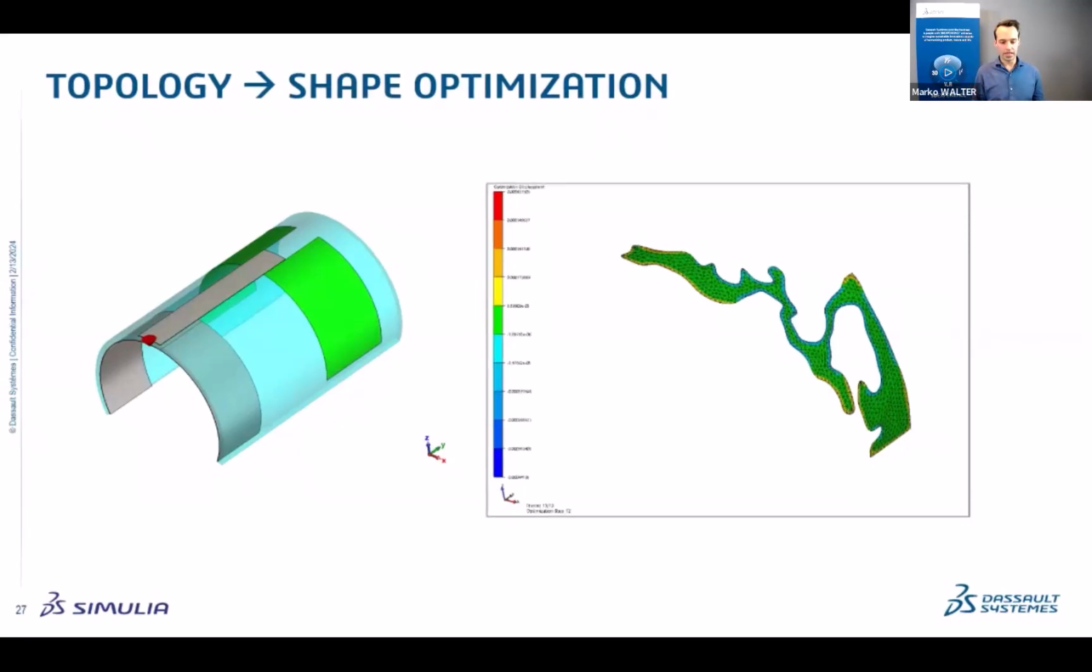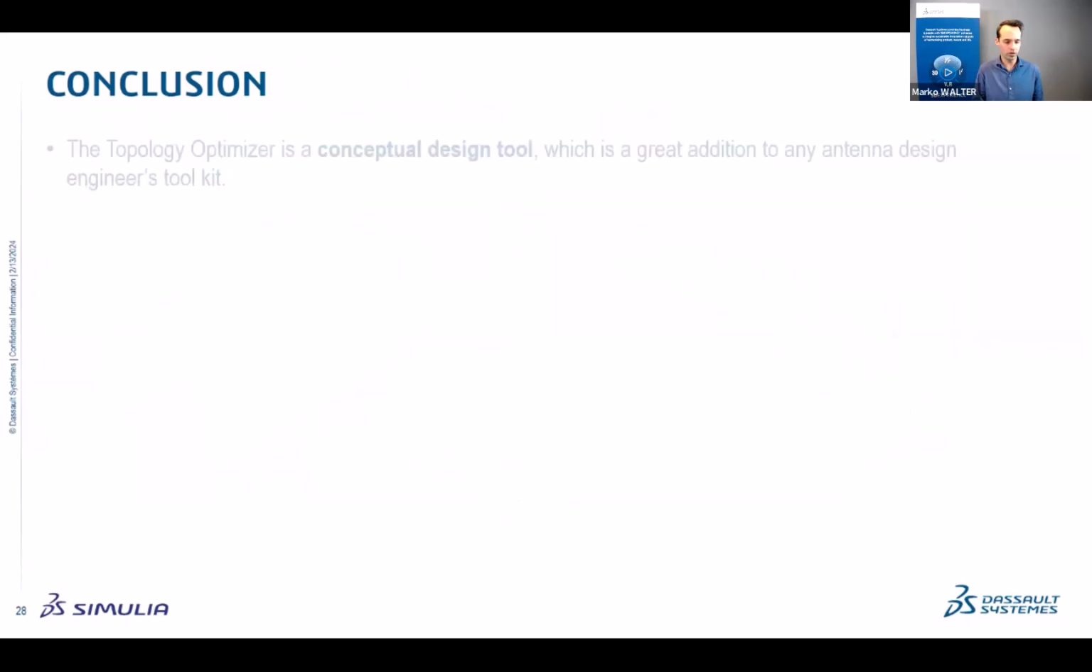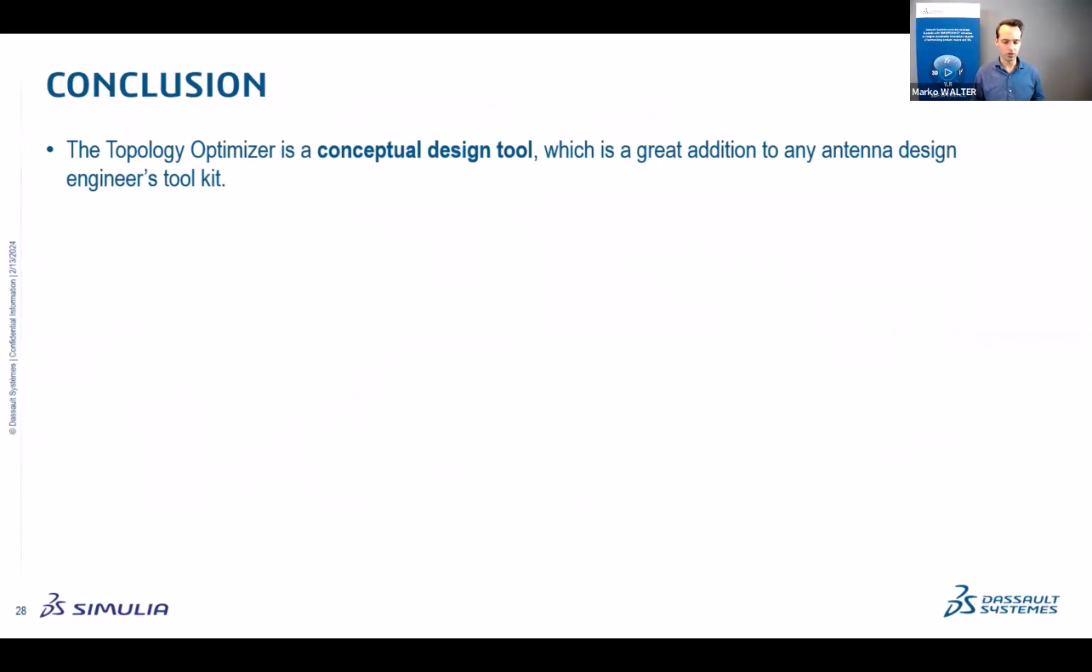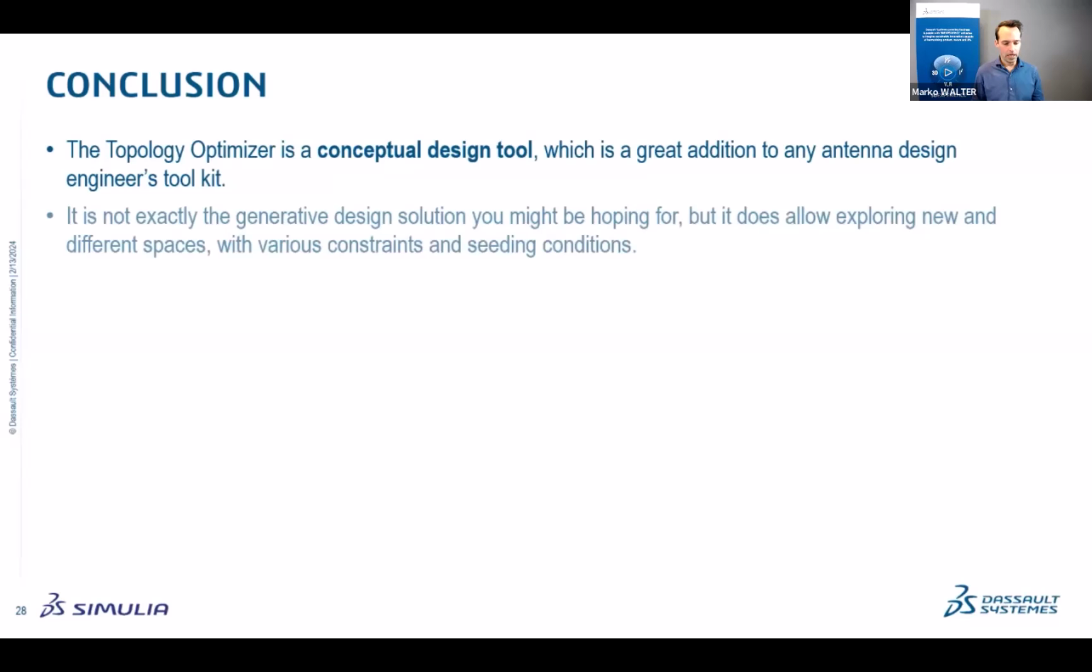Yes, but in any case, there's a lot of stuff to explore with this, very exciting new technology. And so in conclusion then, the topology optimizer is really a conceptual design tool. It's a great addition to the antenna design engineer's toolkit. I think everyone can make use of it and get some ideas for the spaces available for certain radiators, or using even existing radiators and seeing if you can improve a topology.